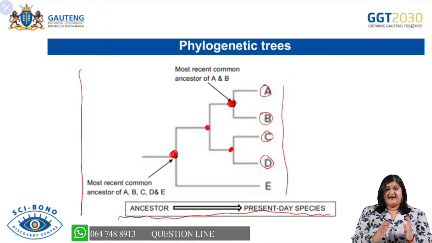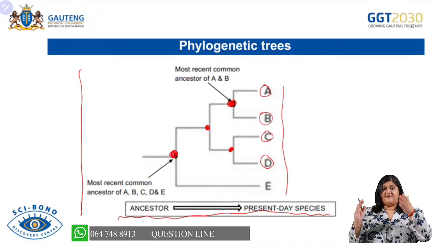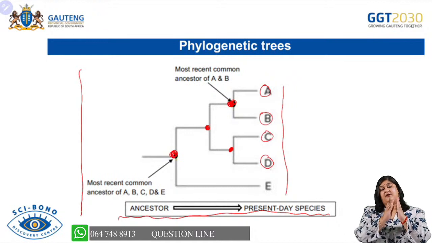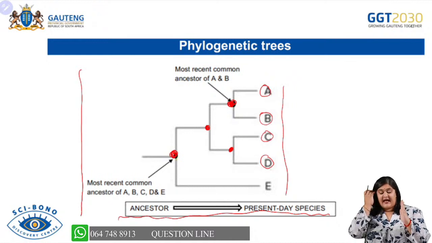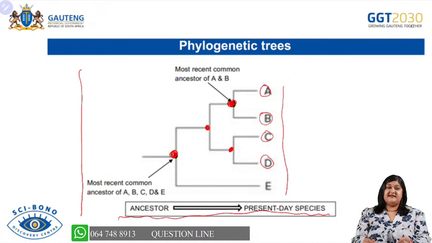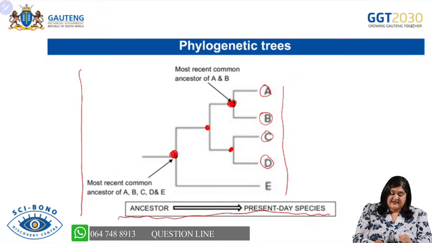We're reading from left to right, the left being the ancestor going through to the present times, the present day species. In this instance, it is A, B, C, D, and E. Starting here with the most recent common ancestor for A, B, C, D, and E.